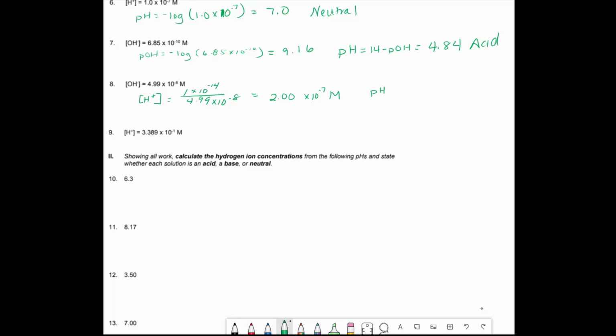So the pH is going to be the negative log of the concentration of the hydrogen ion. So I get 6.70. Now this is ever so slightly acidic. And that's what we would call it. That's actually what we would call it in a laboratory. We would call this slightly acidic.